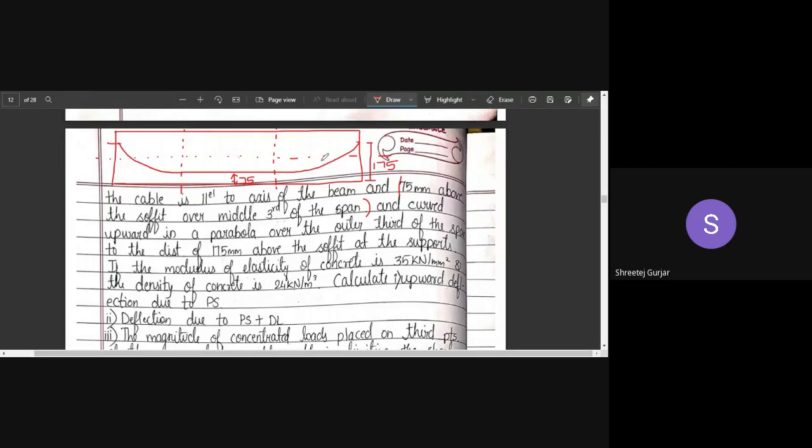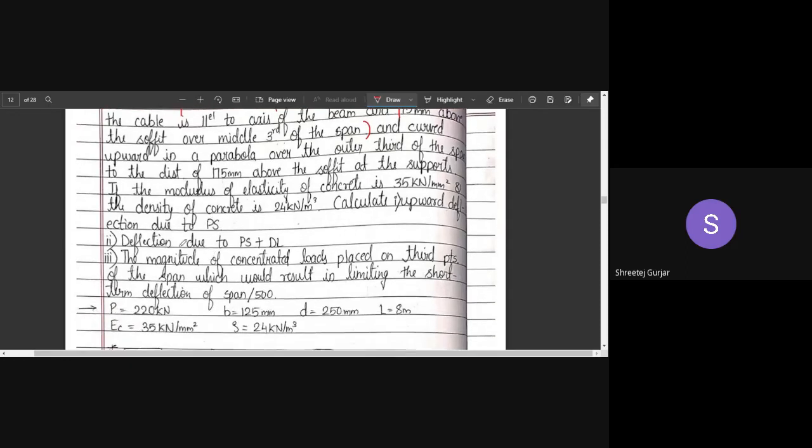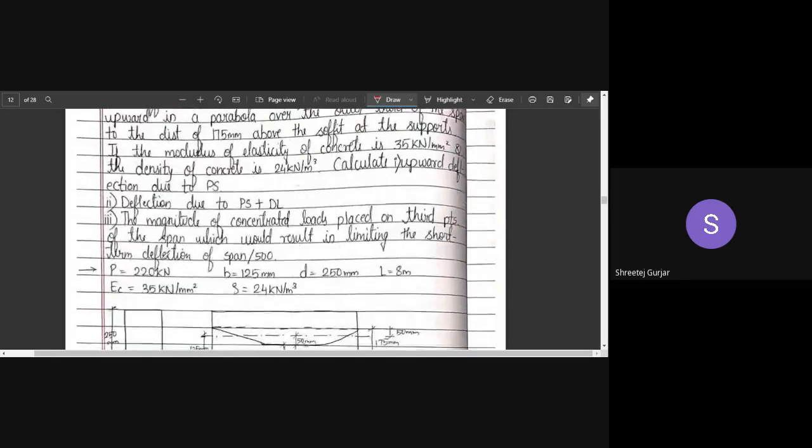Okay, so this is the profile of your cable. At the support, the modulus of elasticity is given, density is given. Calculate upward deflection due to pre-stressing force, deflection due to dead load, live load, all those things.